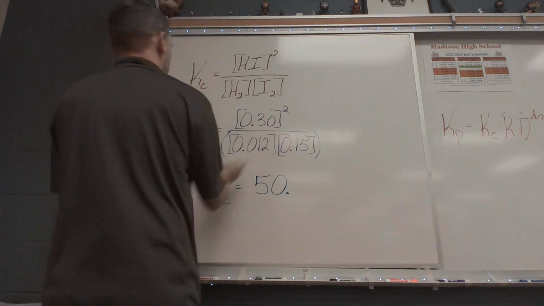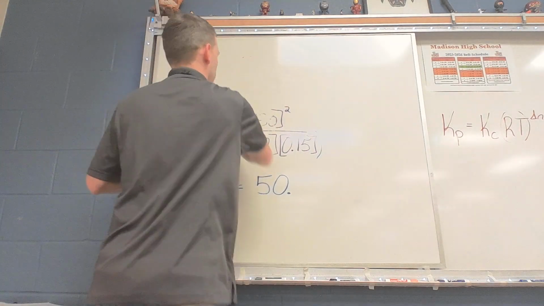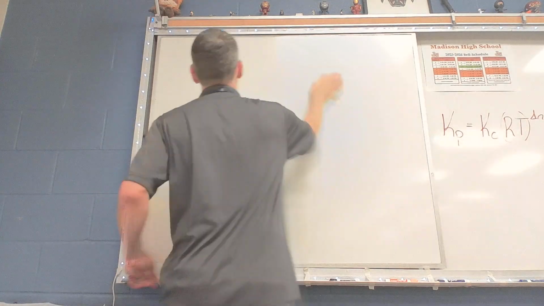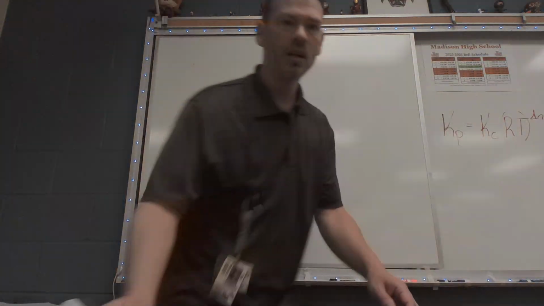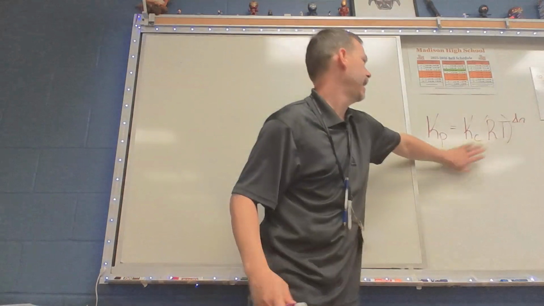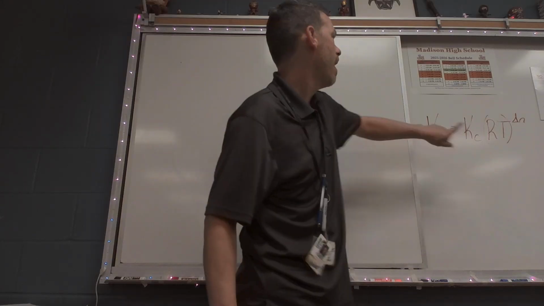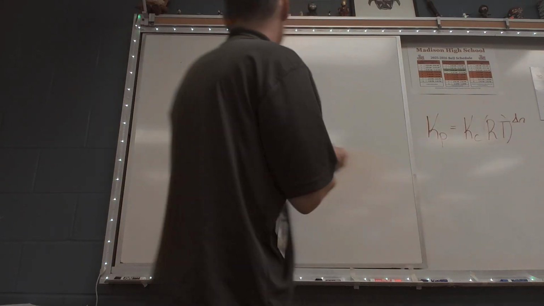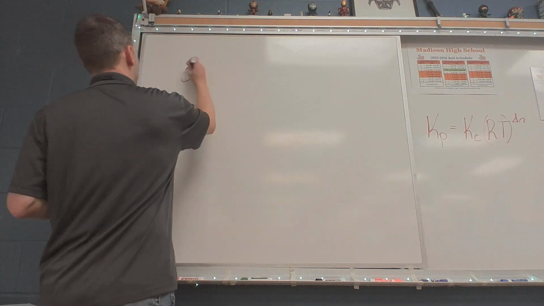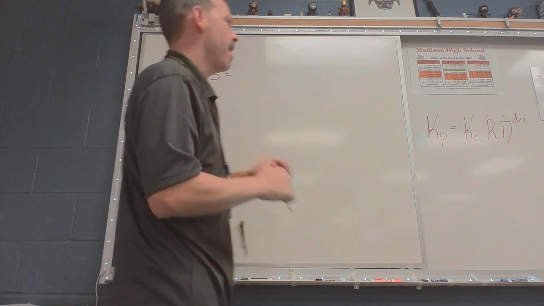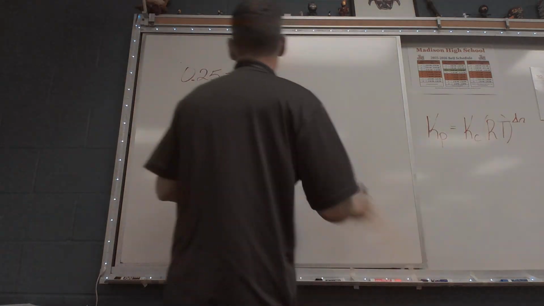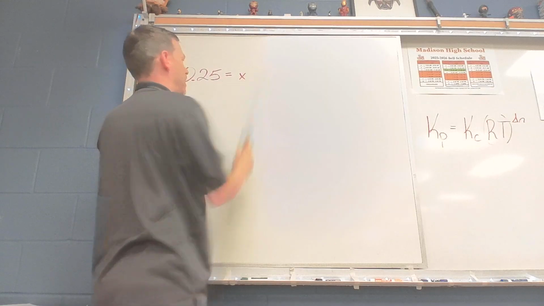It's pretty much just a plug and chug. All right, so we've got our friend right here. So let's check it out. Let's see what we have here. They did give us a KP of 0.25. They did not give us a KC because they want us to find that.